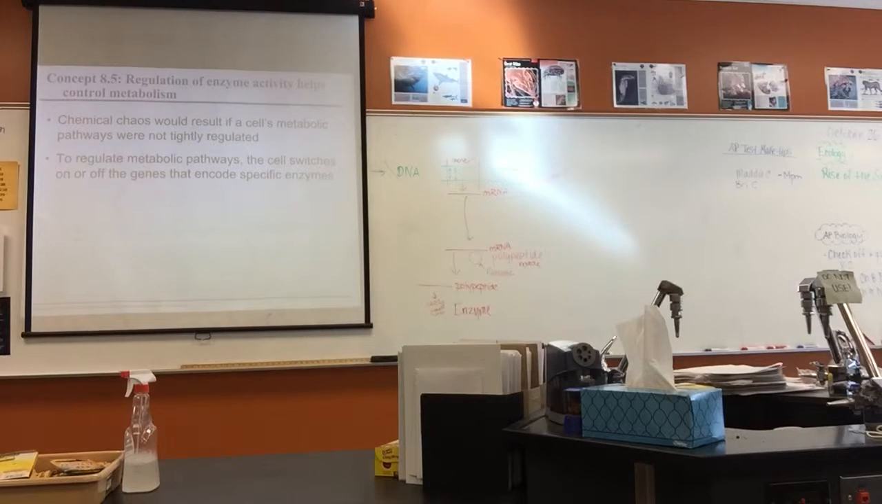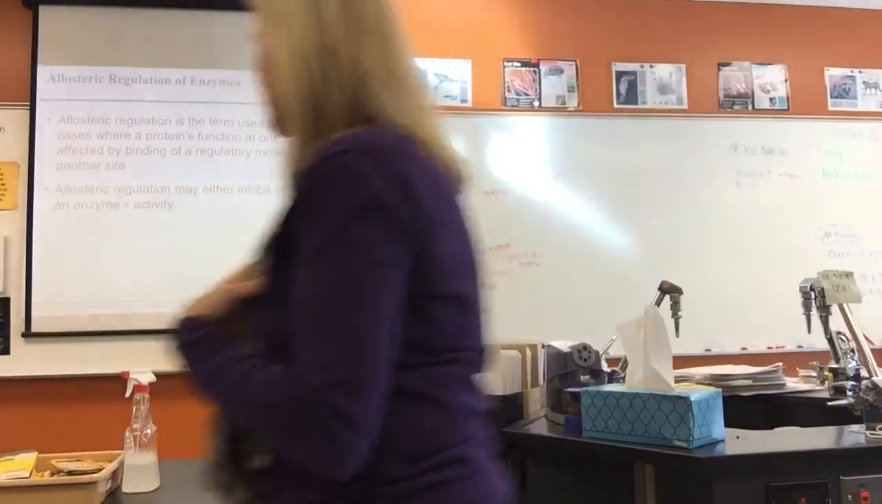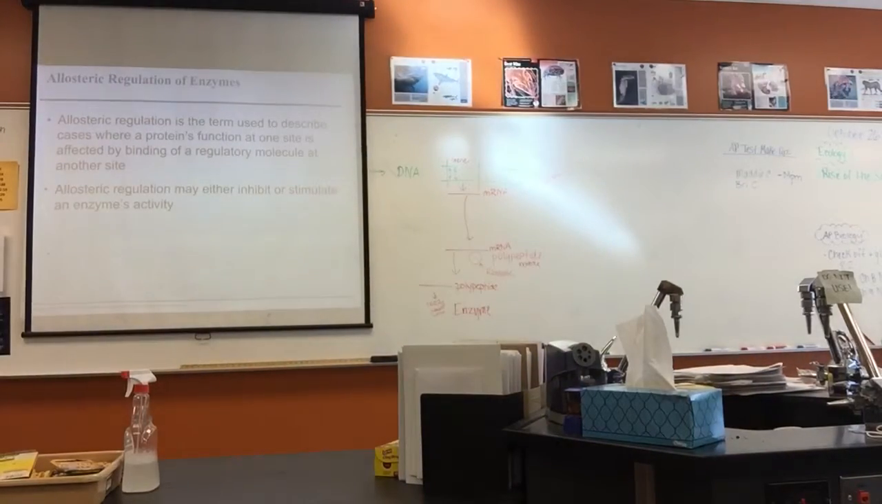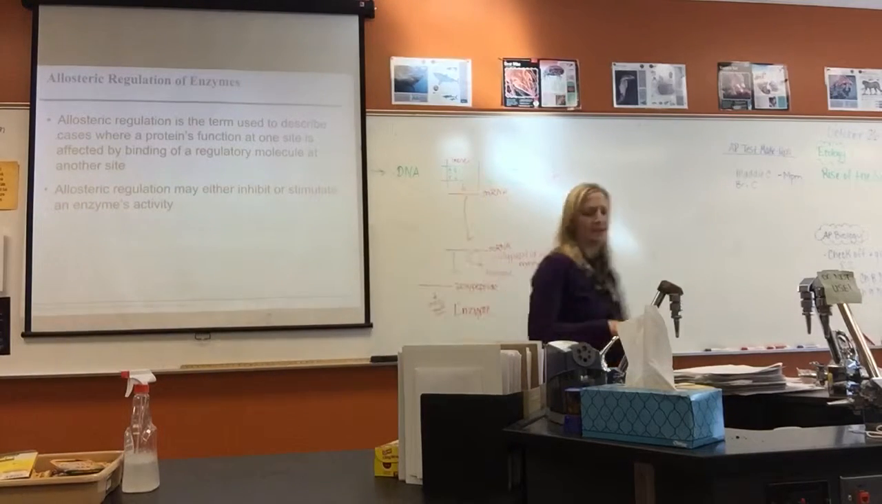All right, now sometimes by regulating metabolism or chemical reactions, we can control and regulate the enzymes themselves. So the next topic is allosteric regulation of enzymes. This is the term used to describe cases where a protein's function at one site is affected by binding of what we call a regulatory molecule at another site. Allosteric regulation may either inhibit or stimulate an enzyme's activity.